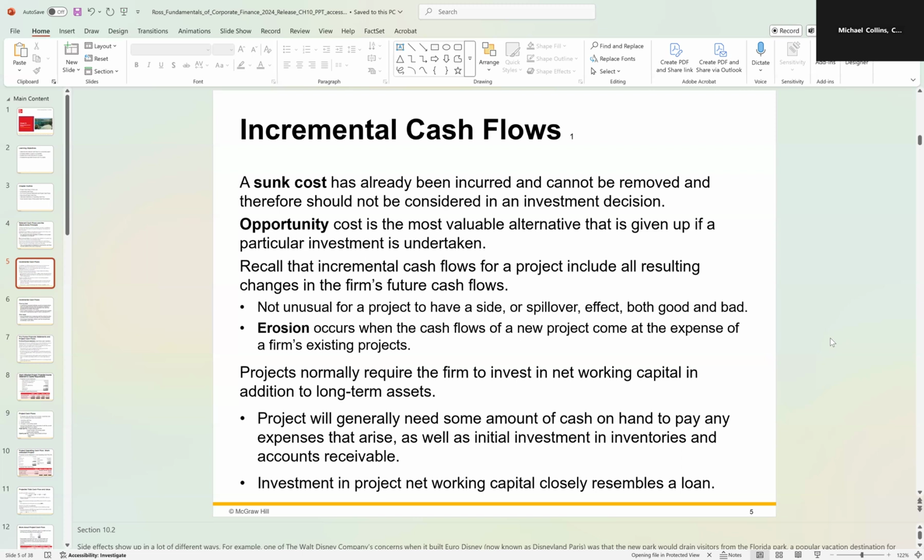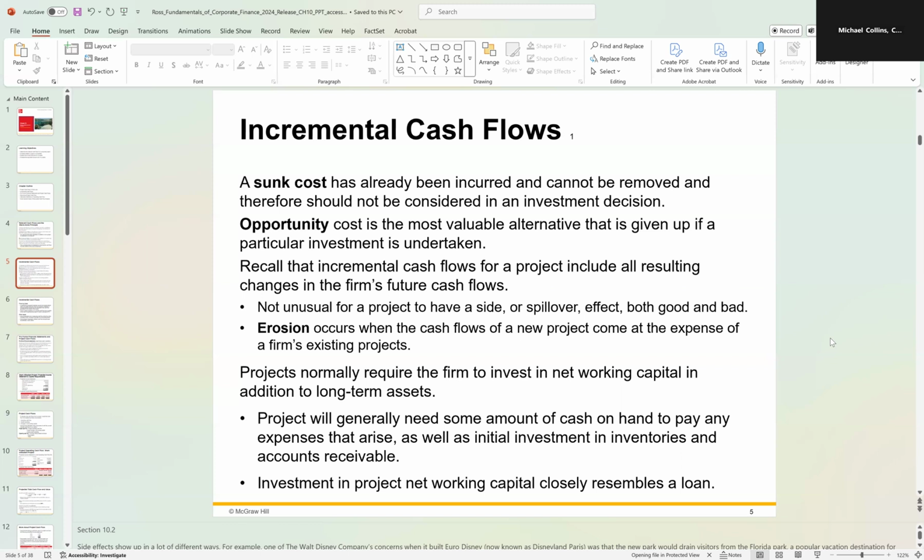The opportunity cost is the most valuable alternative that is given up if a particular investment is undertaken. Not unusual for a project to have a side or spillover effect, for good or bad. Erosion occurs when cash flows of a new project come at the expense of a firm's existing projects. Oftentimes you'll see opportunity cost. One set of opportunity costs is like, hey, what if we put this money in a savings account? We can earn 5% in this market, right? That is often used as an opportunity cost.